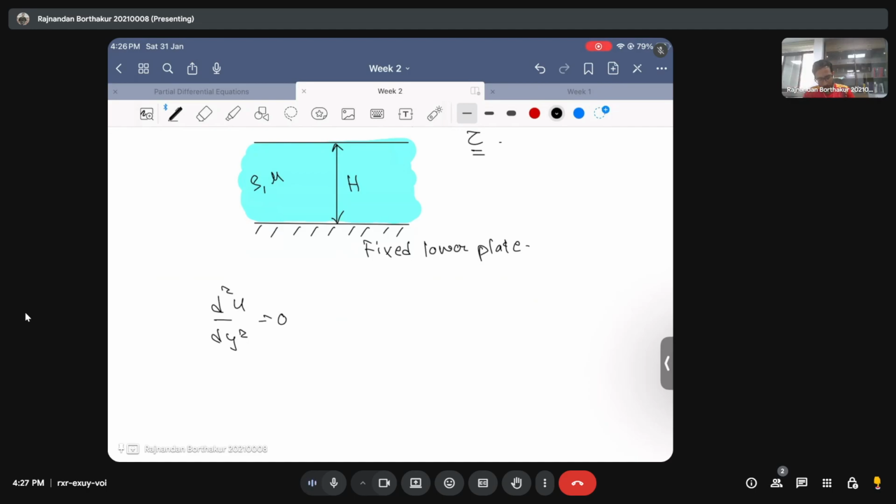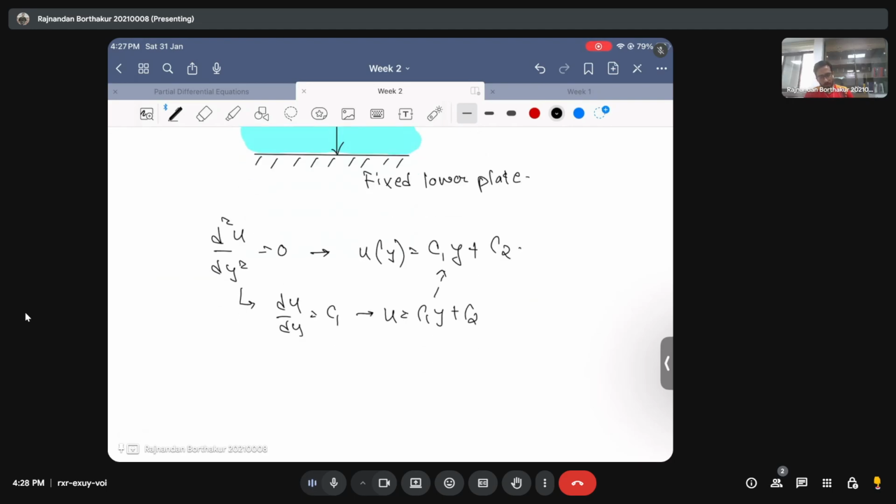Okay, so if you integrate this twice, you'll get a velocity profile u equal to c1 times y plus c2. This is what you get because if you integrate this once, you'll get du dy equal to c1. If you integrate it twice, you get u equal to c1 y plus c2. That's all that I have written here.